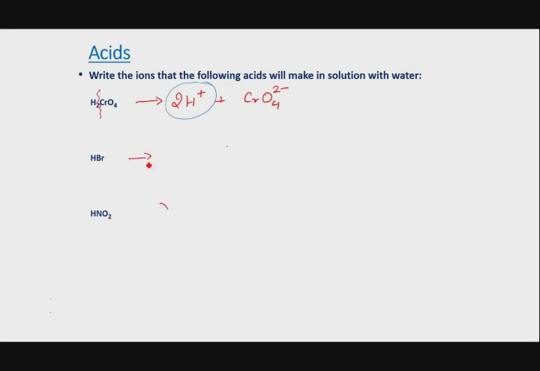For the next one, once again, each molecule of HBr will only make 1 proton and 1 bromide, and the third one will also make 1 proton because there was only 1 hydrogen in the molecule, and 1 nitrite. It is very important for you to memorize and remember the names of polyatomic anions, especially now, because that knowledge is very important to name acids.